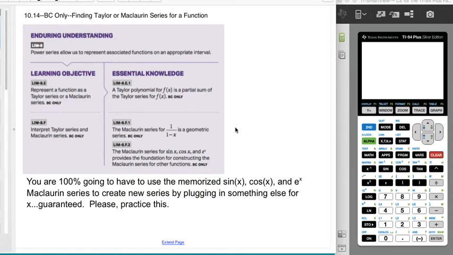All right, this is AP BC Calculus. We are doing a BC only section. This is Unit 10, Section 14, finding Taylor and Maclaurin series for a function.